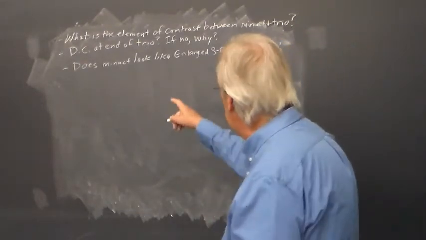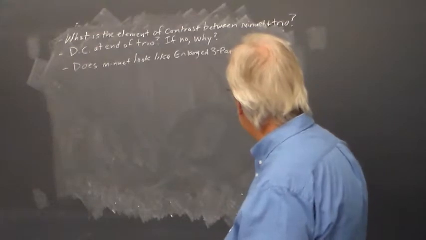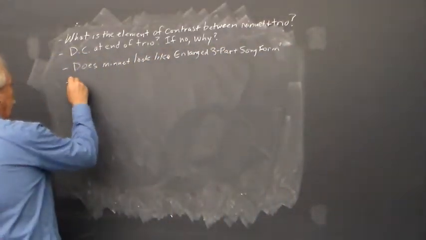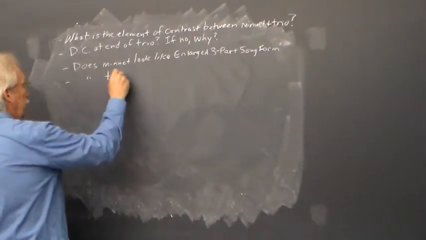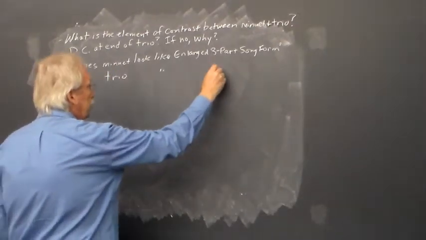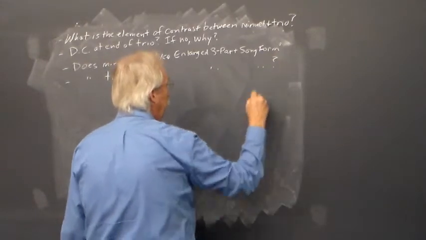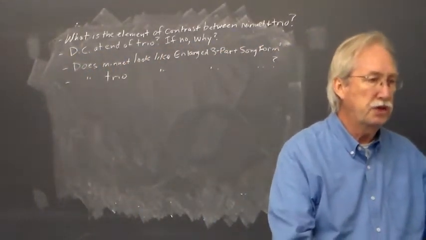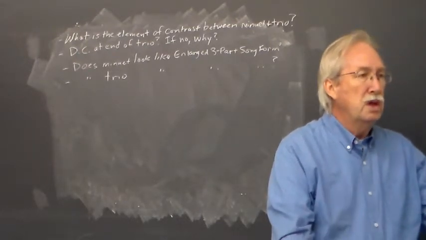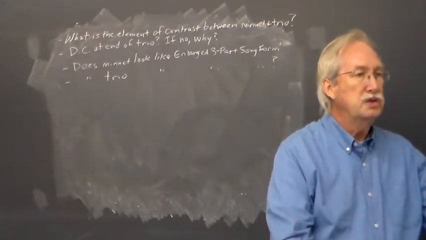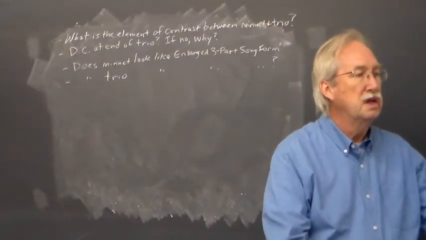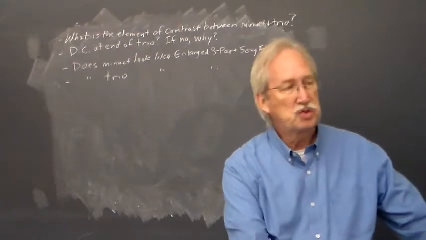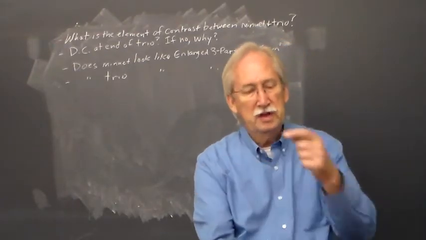So, examine just the basic idea. Does it look like an enlarged three-part song form? Does the trio look like an enlarged three-part song form? Let's look at that real quickly. So, the third page with the trio, you have 1, 2, 3, 4, 5, 6, and then you're going to have four measures, four measures. You have a lot of repetition in the trio because of that crossing over pattern.